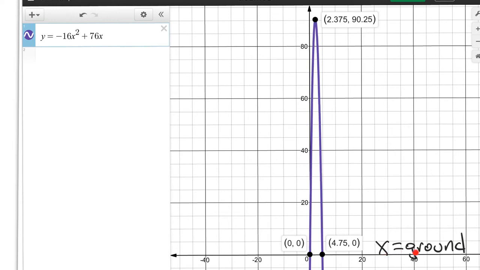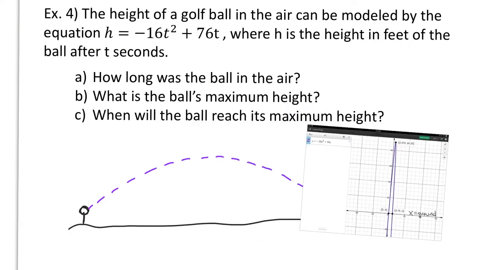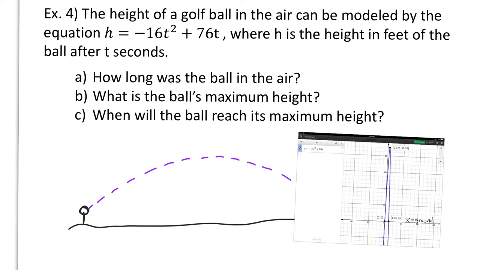So remember that x-axis is your ground and x is time. So what this means is you start at 0 seconds, and when the ball went up and it came down, it hit the ground at 4.75 seconds. So this right here is how many seconds it was in the air, because it went up 1 second, 2 seconds, 3 seconds, 4 seconds, boom, and it hit the ground. So for part A, it says here how long was the ball in the air. Well, we are going to say that it was 4.75 seconds.